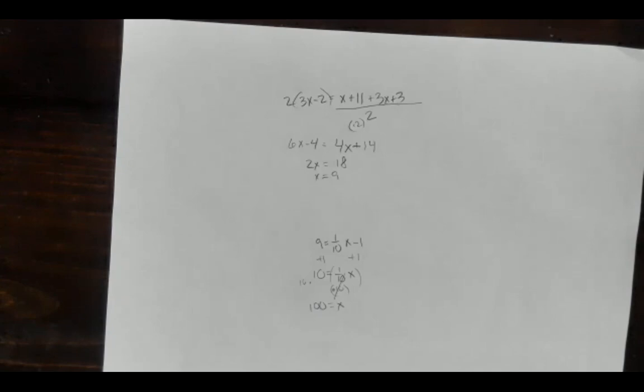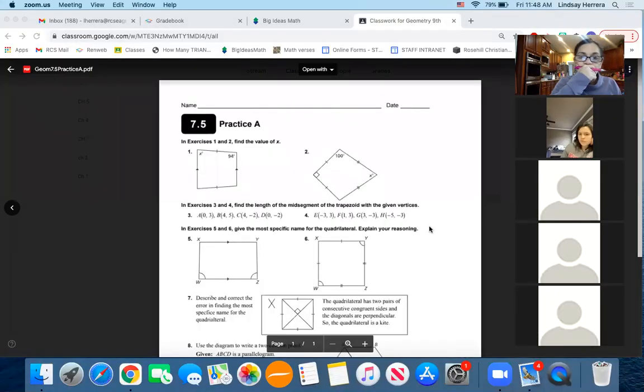Okay. Now let's open the one that says practice A. Let's look at this. All right, it says in exercise 1 and 2, find the value of x. All right, what kind of figure do we have here? We have one set of parallel sides, right? So we have a trapezoid. And we have congruent legs. So we have an isosceles trapezoid.